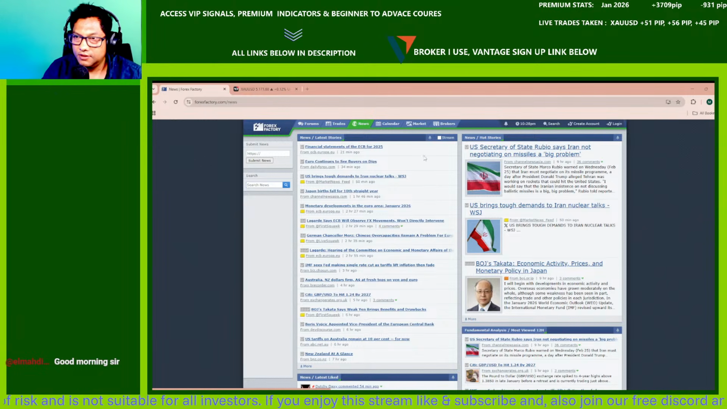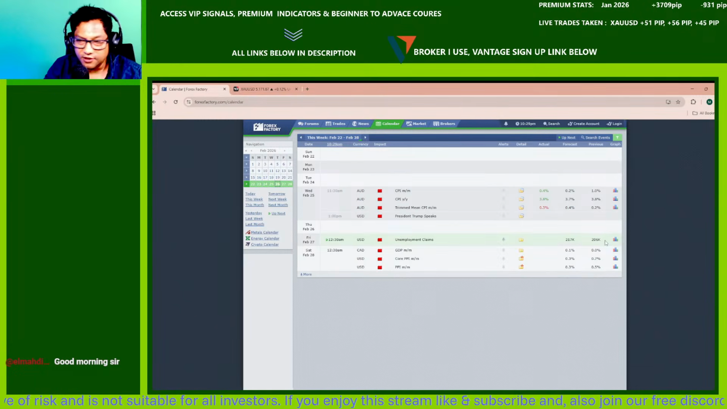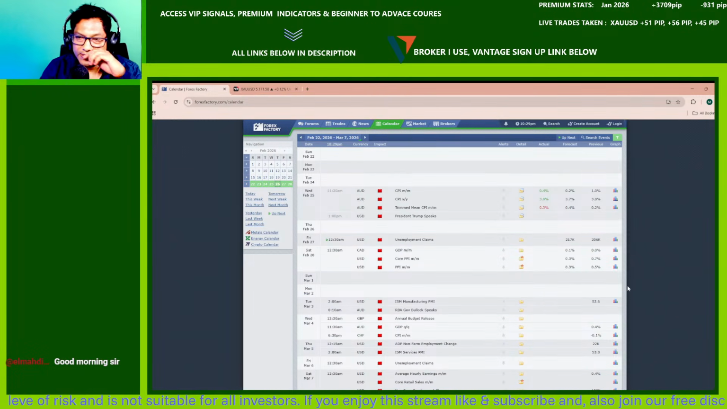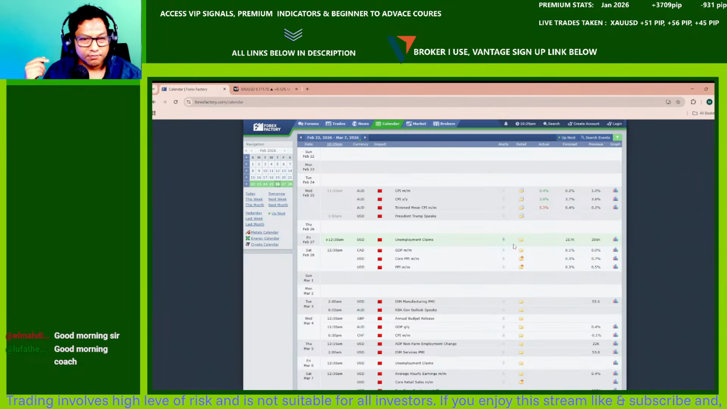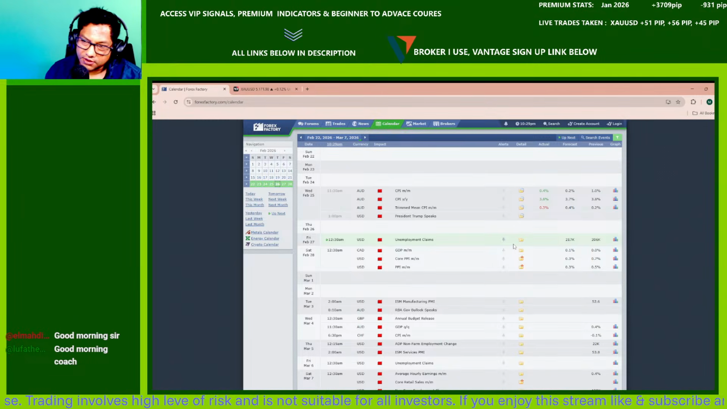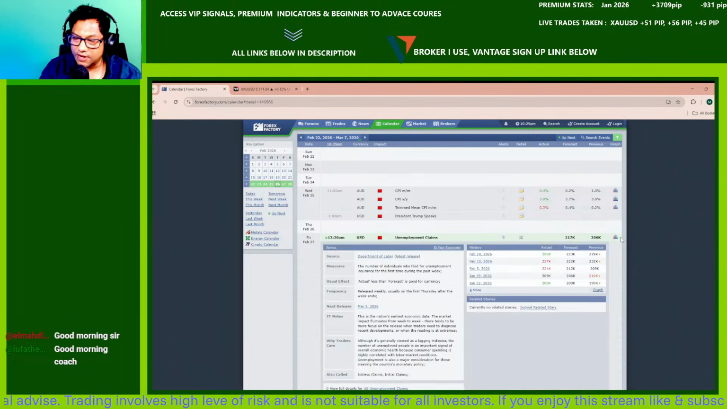Looking at the calendar, this is in fact a pretty big day if you look at here. Just a matter of 2 hours you'll see that unemployment claims. So ready to claim the unemployment? Okay, let's see what is coming with that.